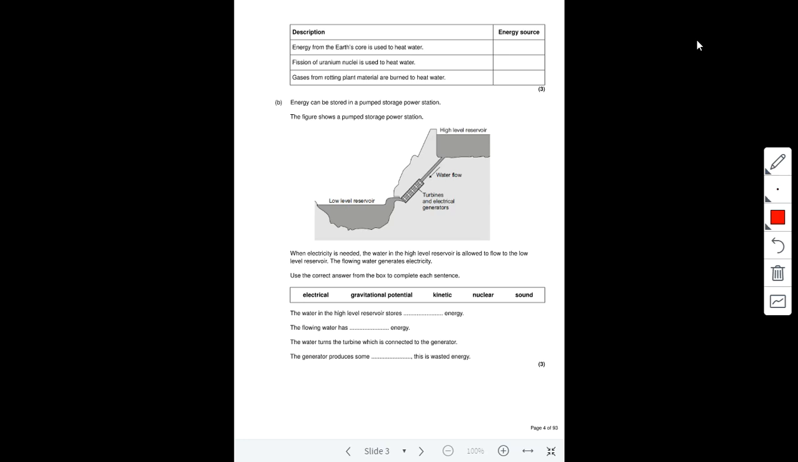Next, water turns the turbine which is connected to the generator. The generator produces some dash, this is wasted energy. So remaining are electrical, nuclear and sound. Just think, because of what a generator is producing, that is a wasted energy. Nuclear, electrical or sound. Pick any one of these.